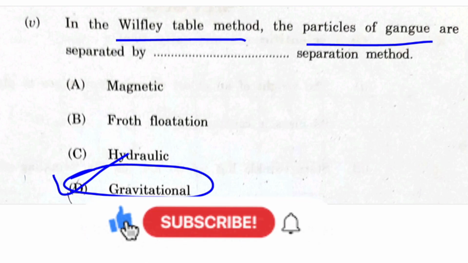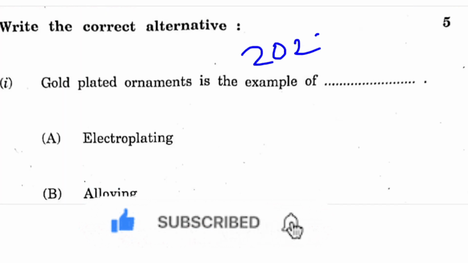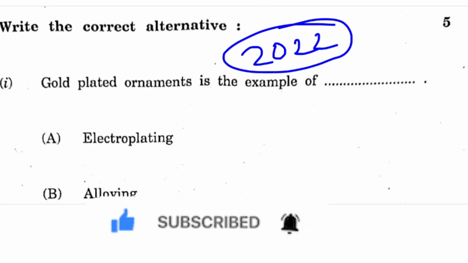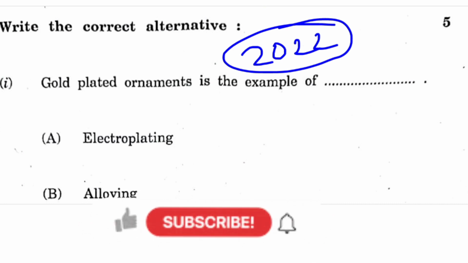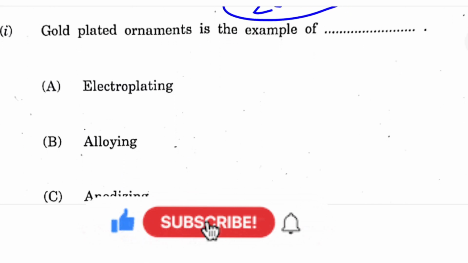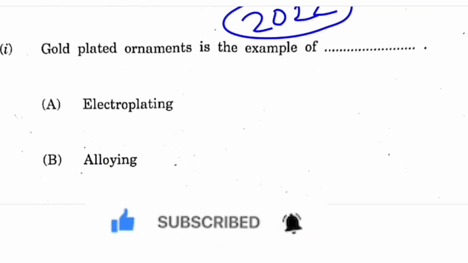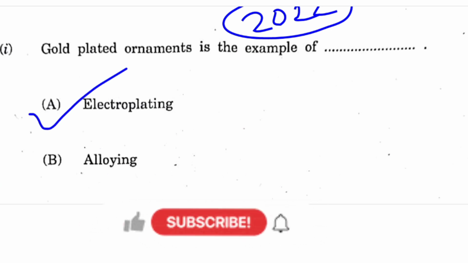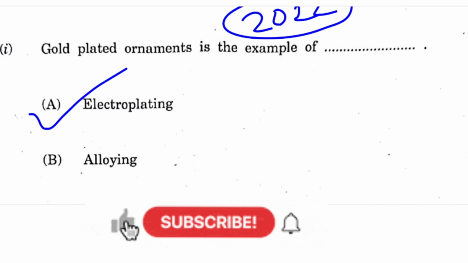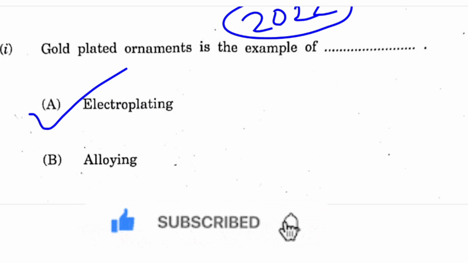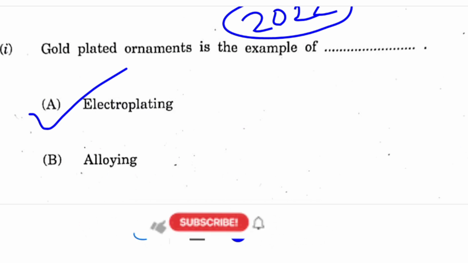Now we will go for the 2022 and 2023 MCQ questions. So this is the question paper of 2022. A gold plated ornament is an example of what? We have to choose the method from the given options: electroplating, alloying, anodizing or galvanizing. We know that it is an example of electroplating. Electroplating is a method in which gold is plated onto ornaments, or jewelry material and so on. That should be your correct answer, and this question is related to the metallurgy chapter of chemistry.